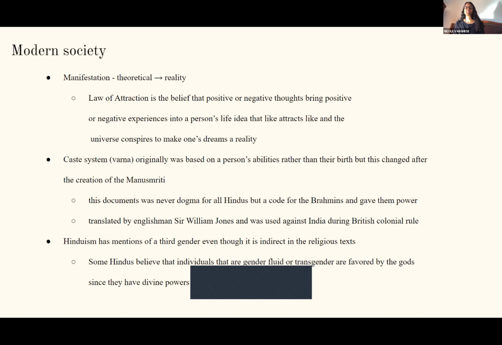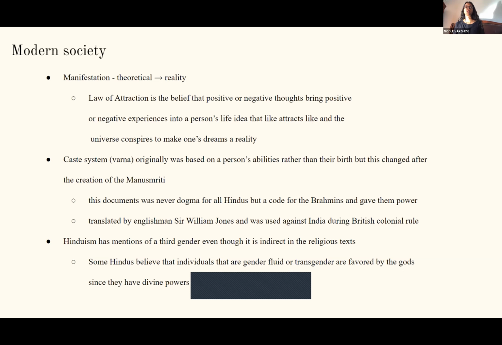The caste system is often very misunderstood in Hinduism, and we think it's responsible for the prejudices in modern Indian society, but actually the caste system, which is referred to as Varna, was never mentioned in the original scriptures, but rather it was based on a person's ability rather than their birth.